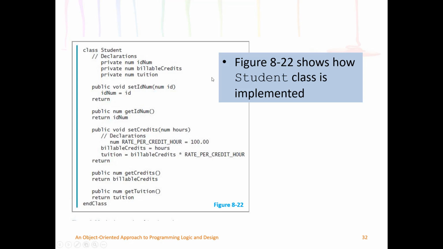So again, here is my student class. And if you look over here, set credits, and then I have rate per credit hour is 100. So hours will go into billable credits, and then billable credits times 100 will be tuition, and I'll set the tuition. I'll return the credits here. I'll return billable credits. I'll get the tuition, return the tuition. That's all in my student class.